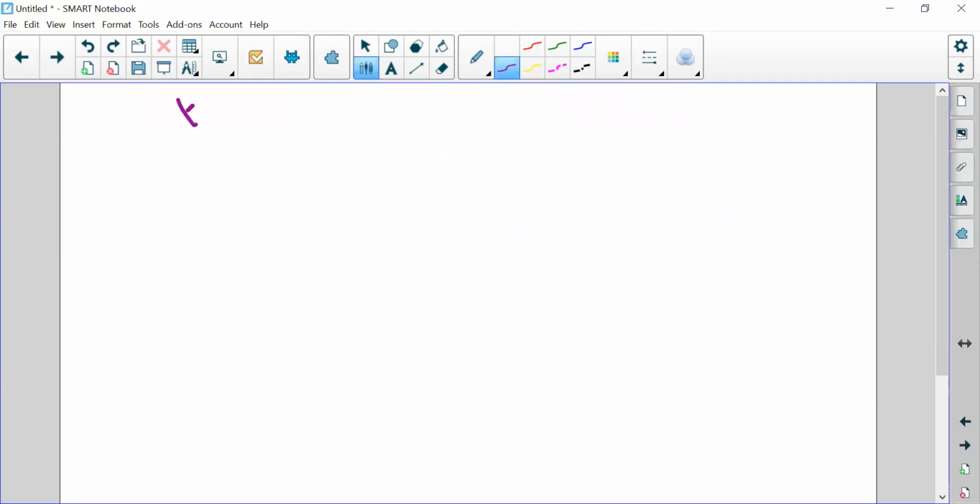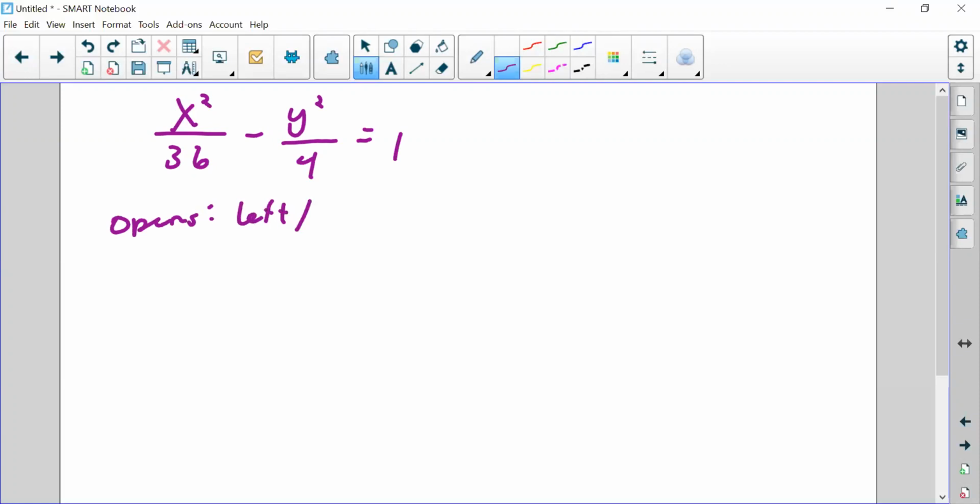So here, we've got x squared over 36 minus y squared over 4 equals 1. So first thing, which direction is this opening? Left and right. So this opens to the left and to the right, because x is first. Okay, what is A? 6, the square root of 36 is 6. What is B? The square root of 4 is 2.